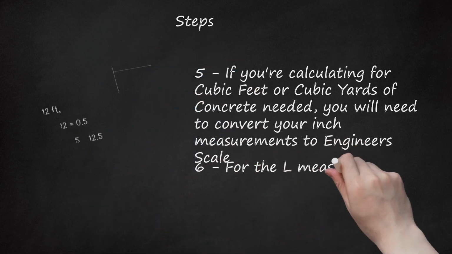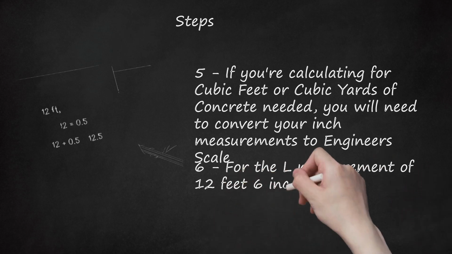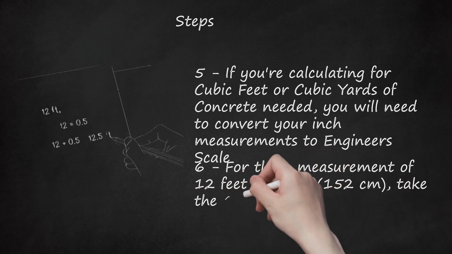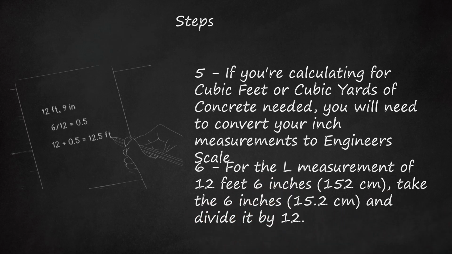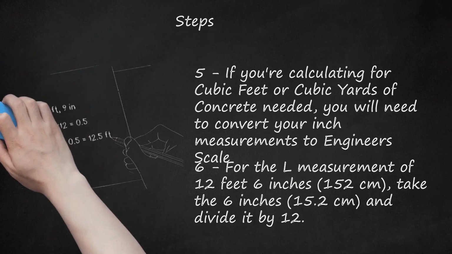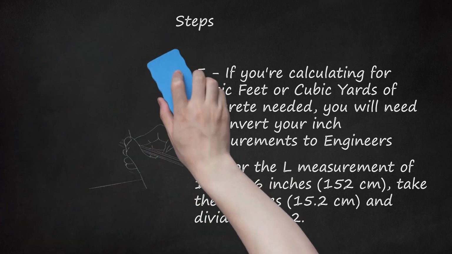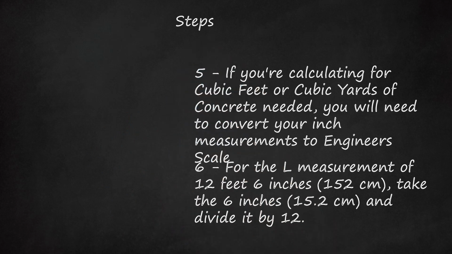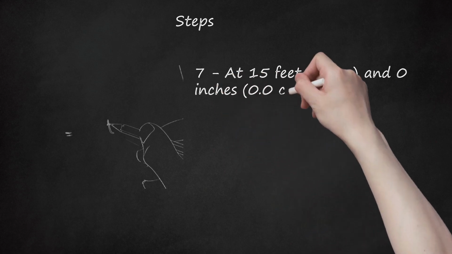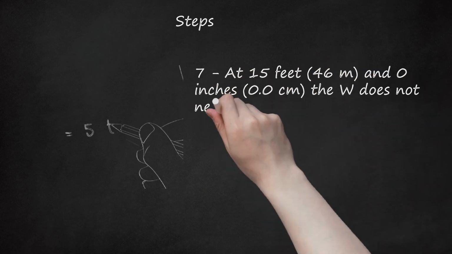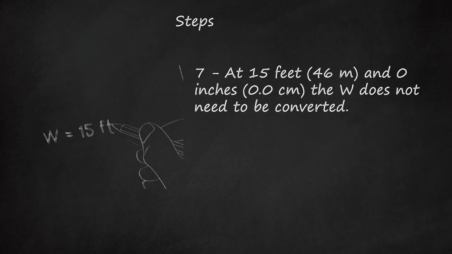6. For the L measurement of 12 feet 6 inches, 15.2 centimeters, take the 6 inches, 15.2 centimeters, and divide it by 12. 6 inches, 15.2 centimeters, divided by 12 is equal to 0.50 feet, 0.2 m. Put the 0.50 after the 12. Now we have 12.5 feet, 3.8 meters. 7. At 15 feet, 4.6 meters, and 0 inches, 0.0 centimeters, the W does not need to be converted.